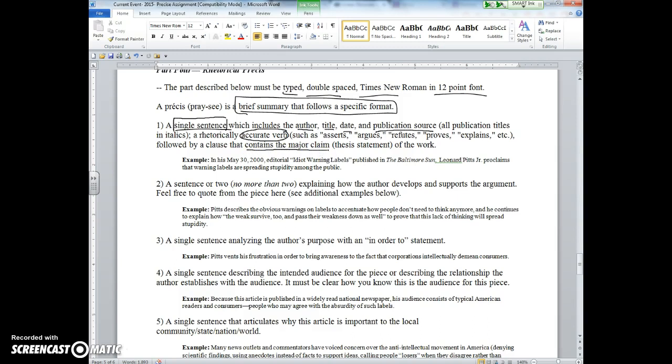Because all of these articles have an argument, you need to identify the argument. If it's an argument, you are going to say, you know, Elizabeth Hayne asserts that such and such. If they refute something, that means they're going against it. So use a verb that means they are presenting some type of claim.